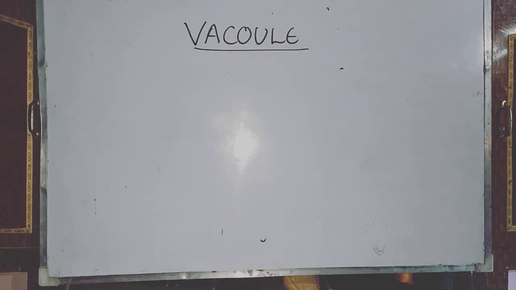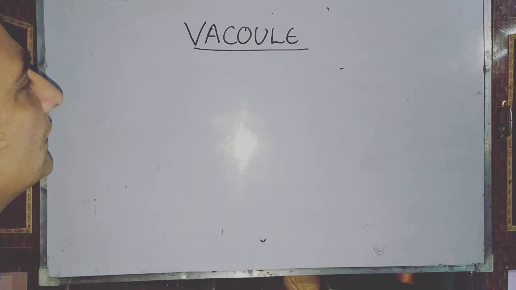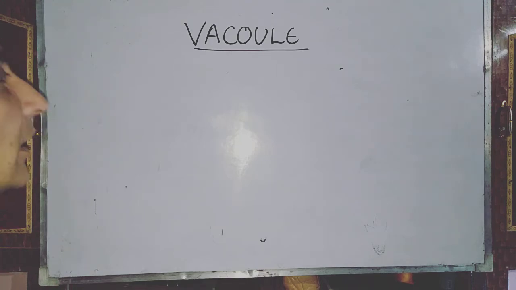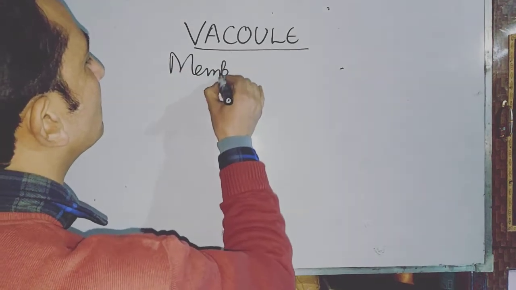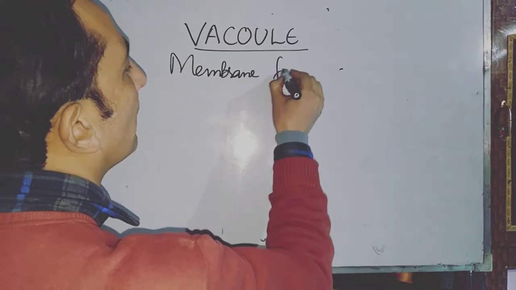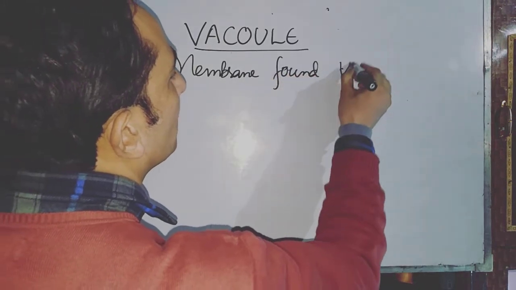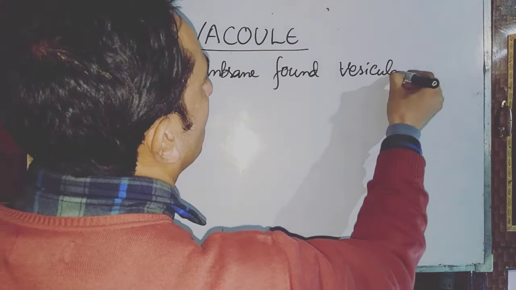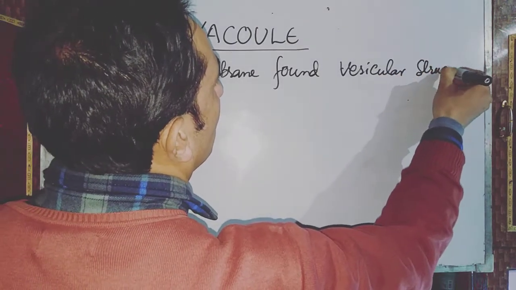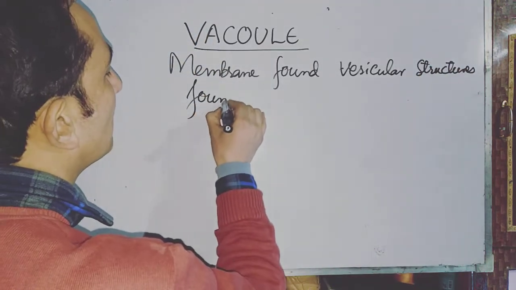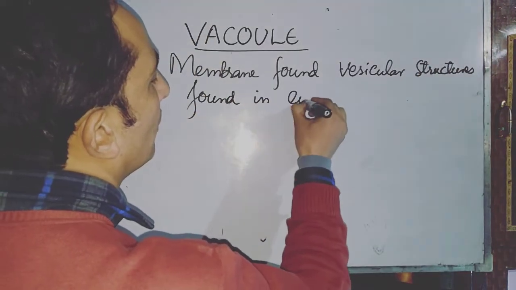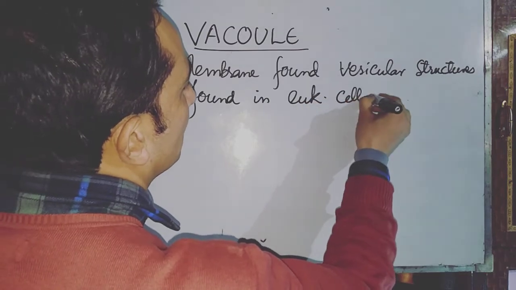Welcome students. Today we will discuss another very important cell organelle, and that is the vacuole. So vacuoles are membrane bound vesicle structures found in eukaryotic cells.